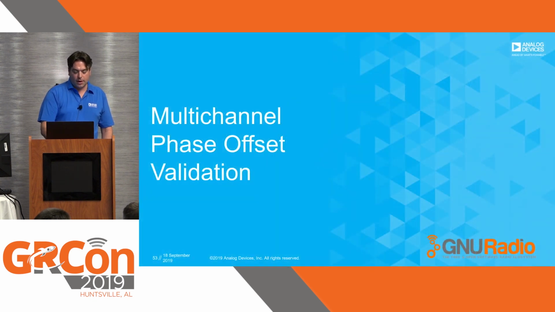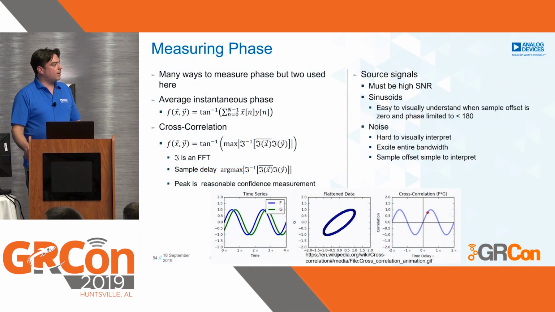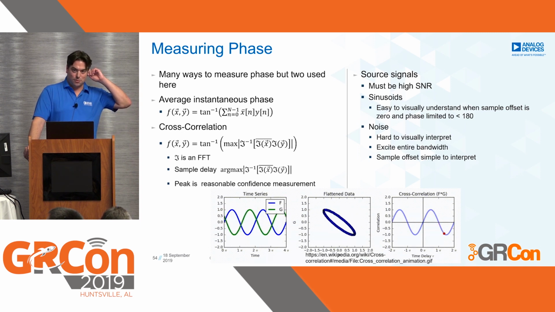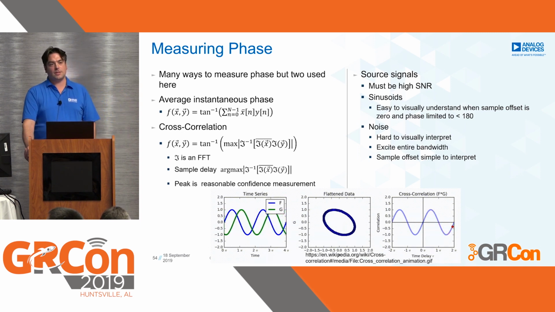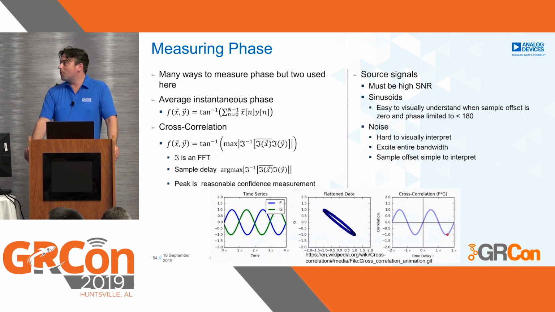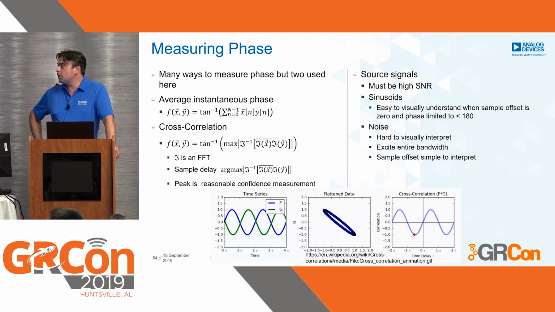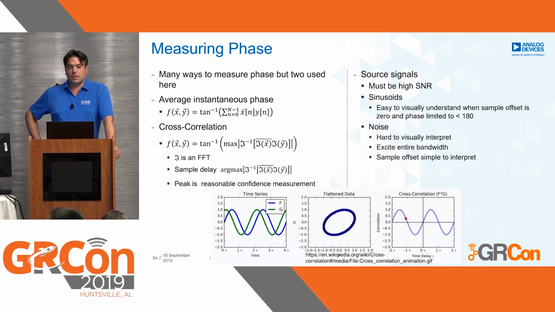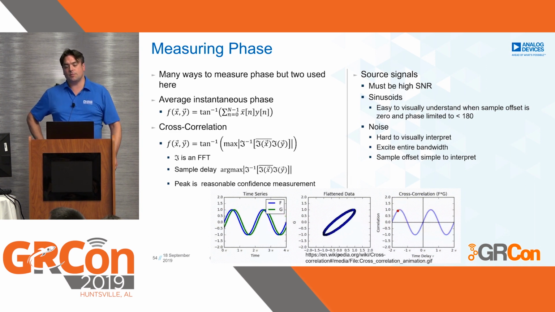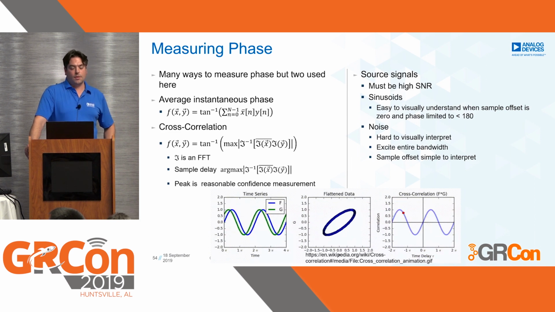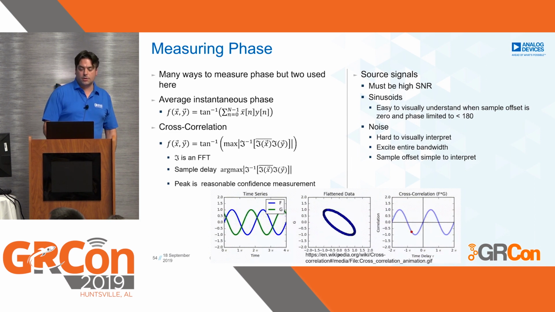So, multi-channel phase offset validation. If you want to validate that your multi-channel system is phase coherent, the best way is to actually measure the phase. There are many ways to measure phase, but I want to discuss two here. One is averaged instantaneous phase, and the other one is using a cross-correlation method. What kind of source signals do we use? We either use sinusoids with the average instantaneous phase method, or we use a noise source with the cross-correlation method. Typically, they both need to be high signal-to-noise.